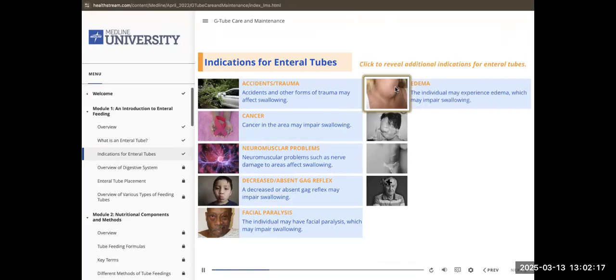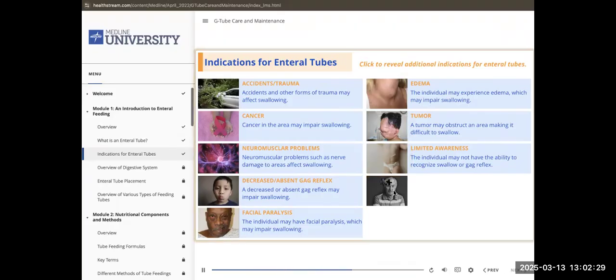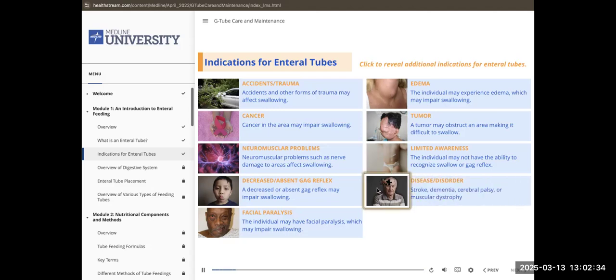The individual may experience edema, which may impair swallowing. A tumor may obstruct an area, making it difficult to swallow. The individual may have limited awareness and not have the ability to recognize swallow or gag reflex. At other times, the individual may have suffered from a disease or disorder, such as a stroke, dementia, cerebral palsy, or muscular dystrophy.